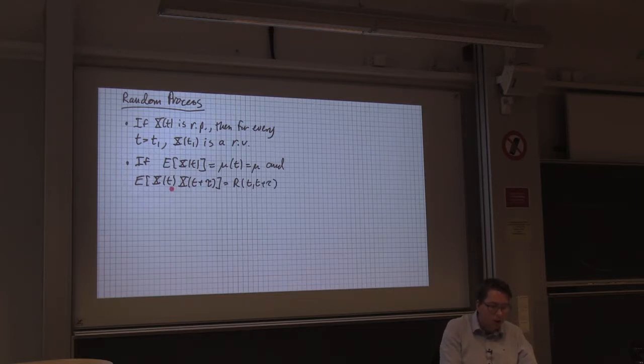In general, X of t is a random variable, and X of t plus tau is another random variable. The distribution of the first random variable and the second random variable typically depends on t and t plus tau. So the expectation here should be some function, let's call it capital R, of t and t plus tau. So that is in the general case. But if this, with a little bit of abuse of notation, can be written as R of tau, we have special properties of this random process.